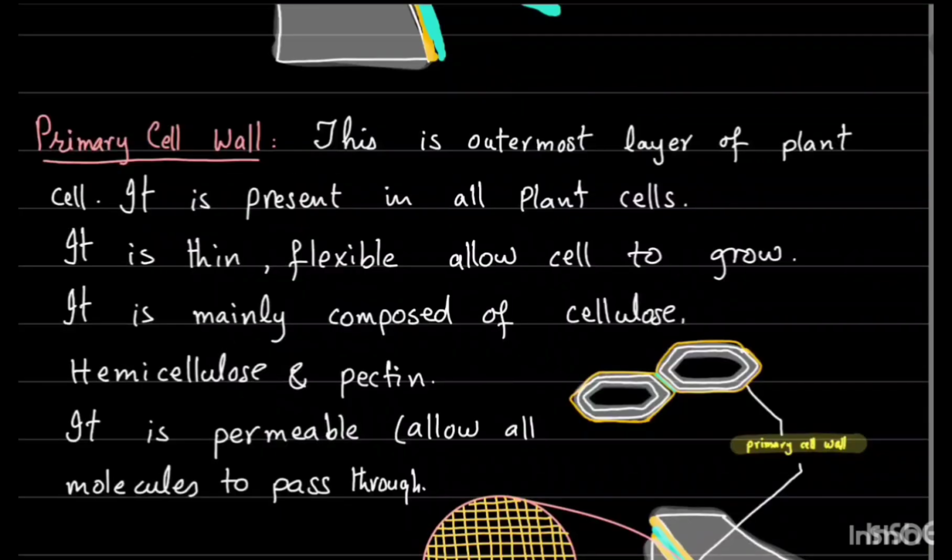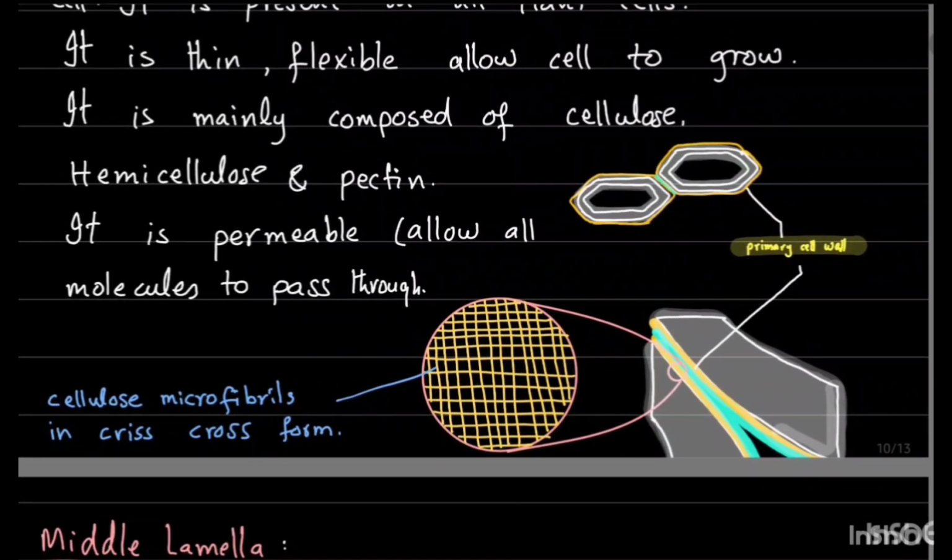Primary cell wall. It is the outermost layer of the plant cells. It is present in all the plant cells. It is thin and flexible. It allows the cell to grow, especially during the development and cell elongation phase. It is mainly composed of cellulose, but may also contain hemicellulose and pectin. It's permeable. It allows all the molecules to pass through. If we magnify it under an electron microscope, we'll see microfibrils, and these are cellulose microfibrils in a crisscross fashion, which provide it mechanical strength.